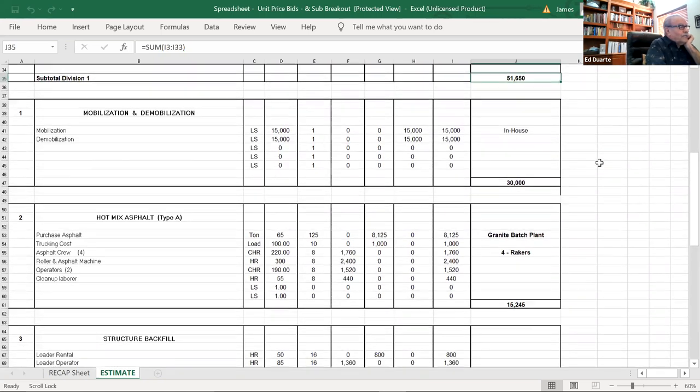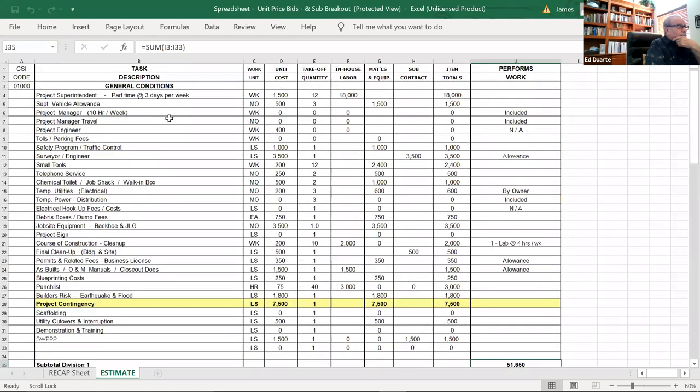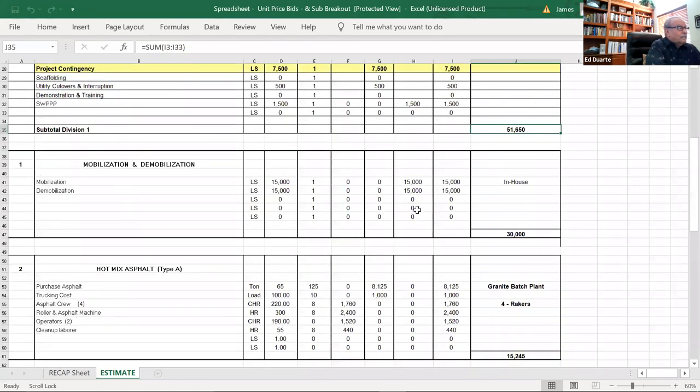Okay, here's where we get into the actual bidding, setting up of the spreadsheet. So again, the same categories. Let me go back up to the top. You have your unit costs, you have your takeoff quantity, you have your in-house labor category, and the formulas will kick out totals in this column as applicable. We have materials and equipment, and then we have subcontracts.